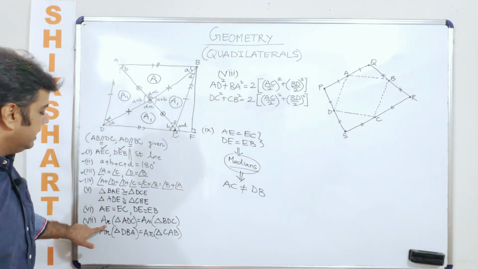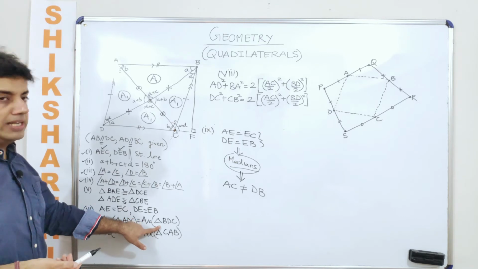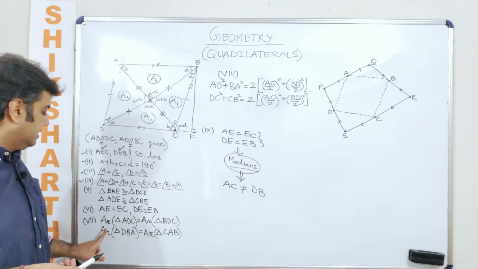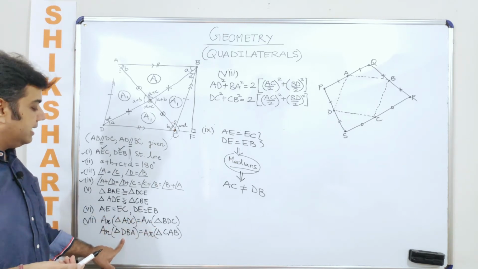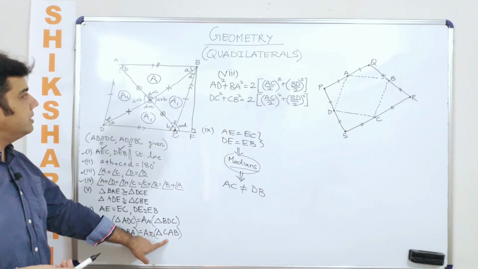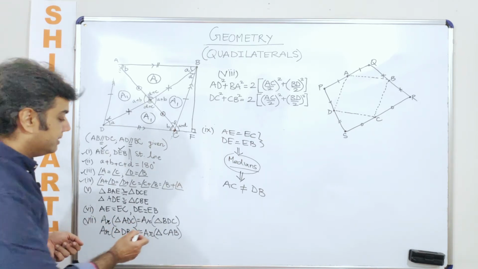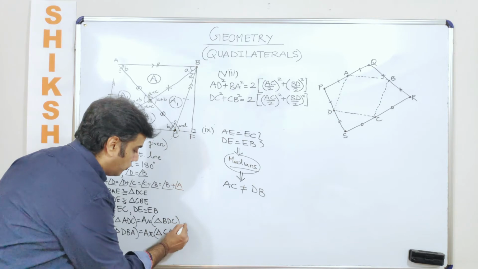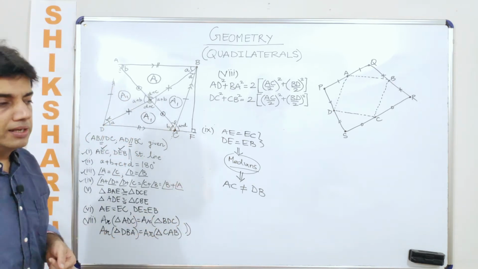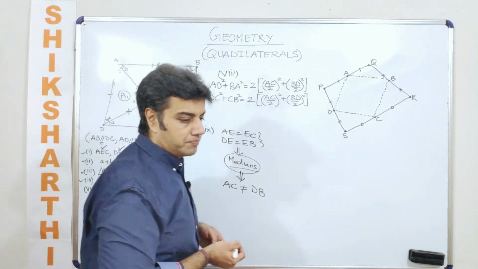So can I say that the area of the triangle ADC is the same as the area of the triangle BDC? Yes. Can I say area of the triangle DBA is the same as the area of the triangle CAB? Yes. At the same time, we can say that the area of all these four triangles are equal, and they are equal to A1.